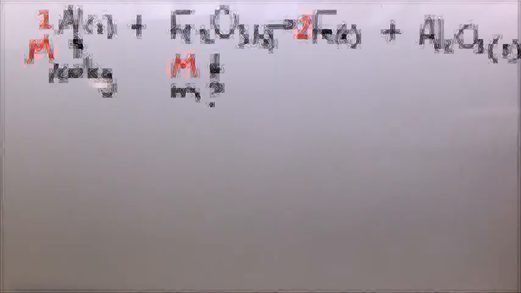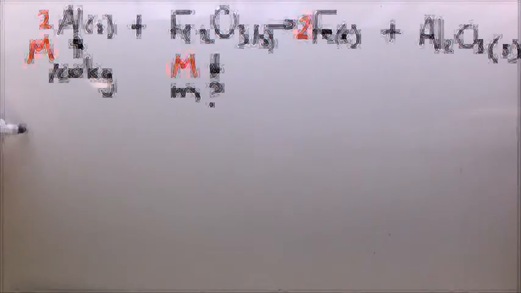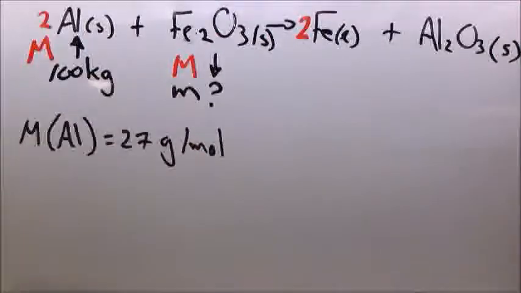Okay, so we first have to go towards moles. So to do that, we have to get the molar mass of aluminium. According to my periodic table, let me just get my periodic table quickly. We know it is 27 grams per mole. Okay, so the molar mass for aluminium is equal to 27 grams per mole.